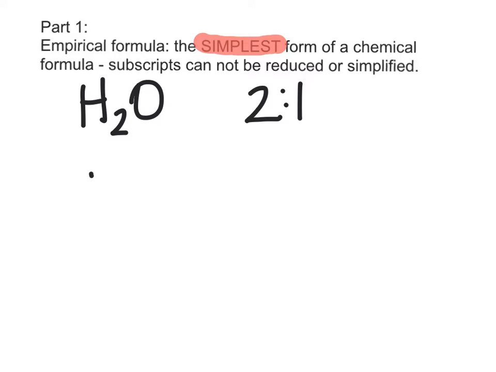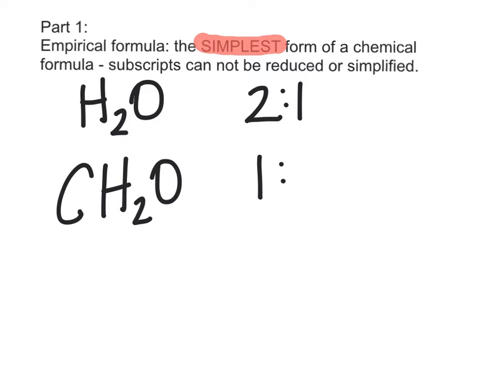Another example, CH2O. This one has 3 elements, but we can still write down the ratio of the elements in the compound. We have 1 carbon, 2 hydrogens and 1 oxygen. Again, if we take a look at the ratio of these elements, they are completely simplified.